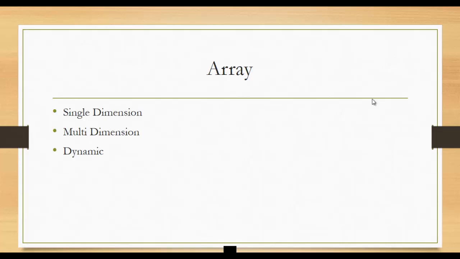How many types of arrays do we have? We have three types mainly in VBA. First is single dimension, the second one is multi-dimension, or we can say two dimension also, and the third one is dynamic. I have nothing to show as a definition, so it's better if we look into Excel and see what an array is and how it can be defined. So I am switching to my Excel.